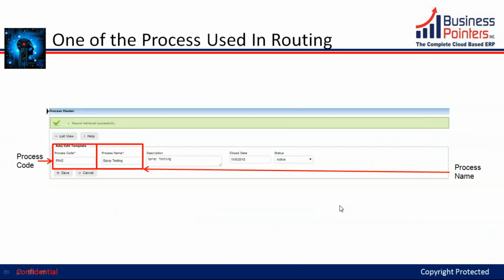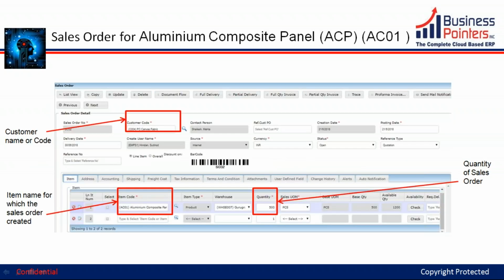The next will show us the different types of processes that we can define. If you see here, one of the processes that has been defined into the system. This is what an overview of a sales order for a particular product looks like. If you see over here, we have the customer name or code that comes from the customer master. The items will come from the item master. You can put in the quantity of the sales order. Then we have the available quantity. The system shows you what is the available quantity in your warehouse, in your inventory, right now.